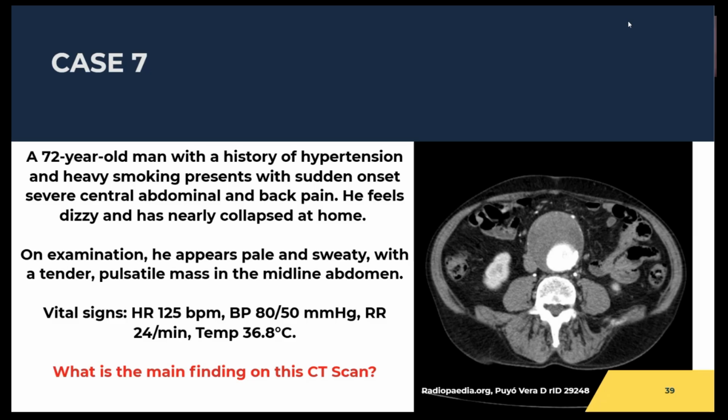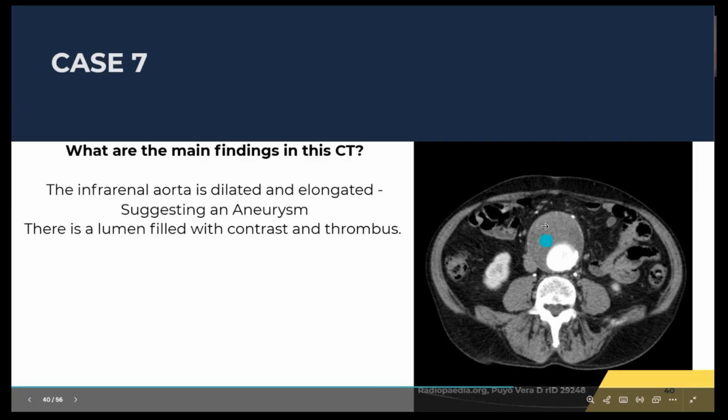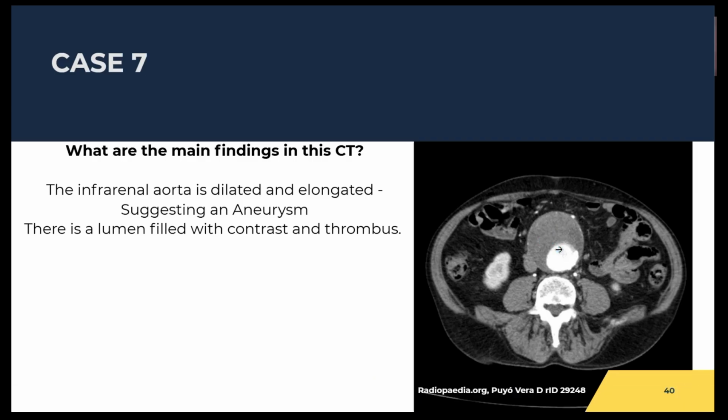Okay, good. So what can be seen here, right here, is the abdominal aortic aneurysm. So the infrarenal aorta is dilated and elongated as well. And there's also a lumen filled with contrast, as well as a thrombus, which is just seen here.